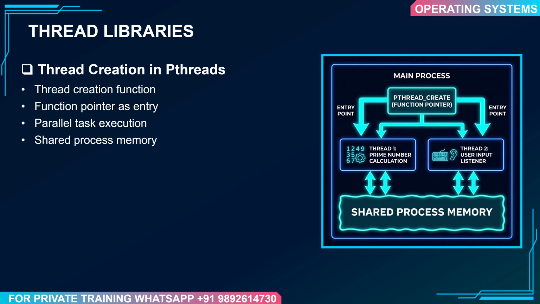With pthreads, a thread is created using a function that clearly says, create a new thread and start running this function. You pass a function pointer, and that function becomes the entry point of the new thread. For example, imagine a program that calculates prime numbers while also listening for user input. One pthread could run the prime number calculation, while another thread waits for keyboard input. Both threads share the same process memory, so they can share results easily.